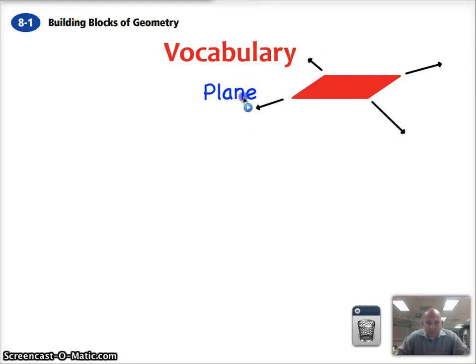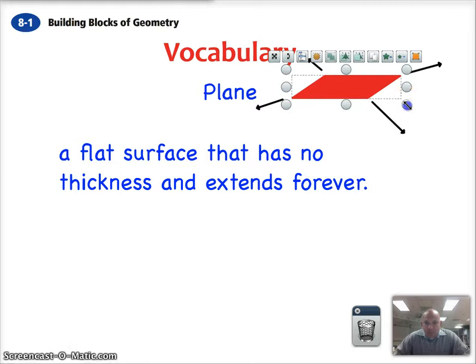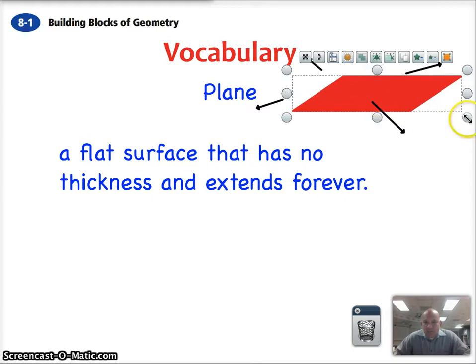A plane. A plane is a flat surface that has no thickness and extends forever. You can think of a plane as a piece of paper. A flat piece of paper. It has no thickness, although a piece of paper really does. And when I use this particular tool, I can illustrate that it does go on forever. This piece of paper continues to extend past what you see in the illustration.